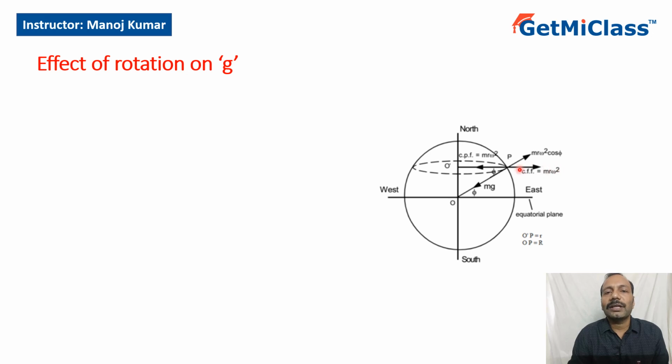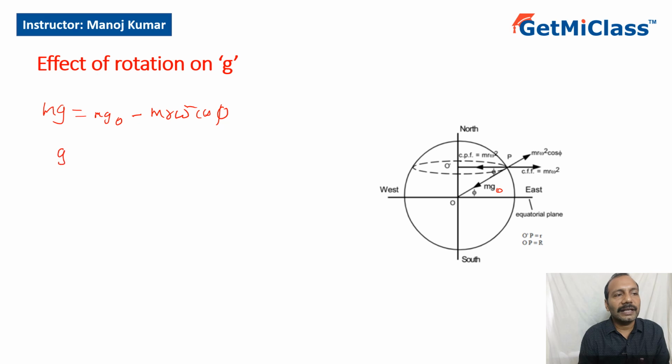If I find component of centrifugal force along the radius at point P, I see it is m r omega square cos phi, which is away from the center. So taking these two into consideration, the net force with which an object is pulled towards the center is mg, I'll write mg naught. So here I'll write it as g naught minus m r omega square cos phi. Right. From this, what I can write? I can write g equal to g naught minus r omega square cos phi.